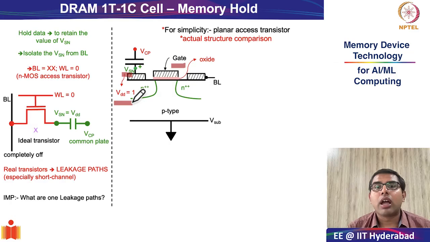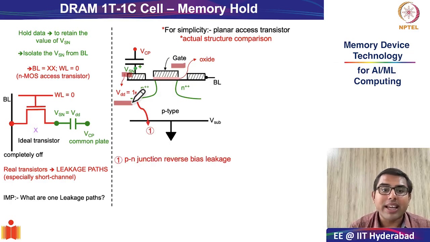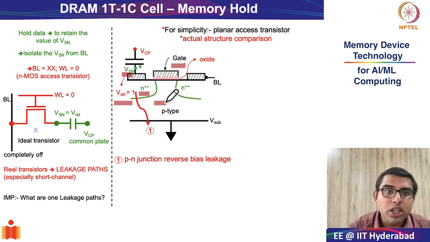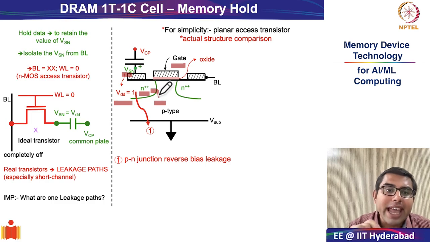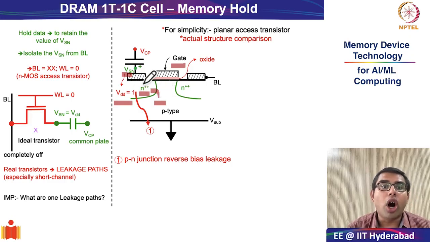The first leakage mechanism that one can think of is the PN junction reverse bias leakage. Where is this coming from? Remember, any transistor has N plus and P. So this is an NMOS. The drain regions will be doped N plus, whereas the substrate will be P. So there is a PN junction diode between the N plus and the P regions. Now, please see that the voltage on the drain terminal is VDD equal to 1.